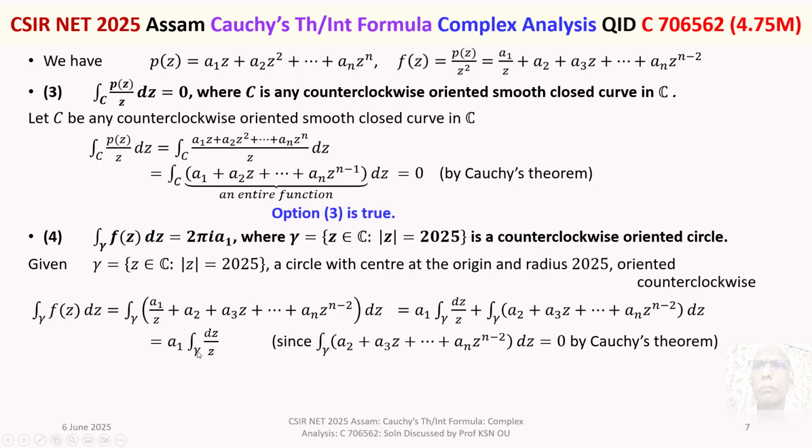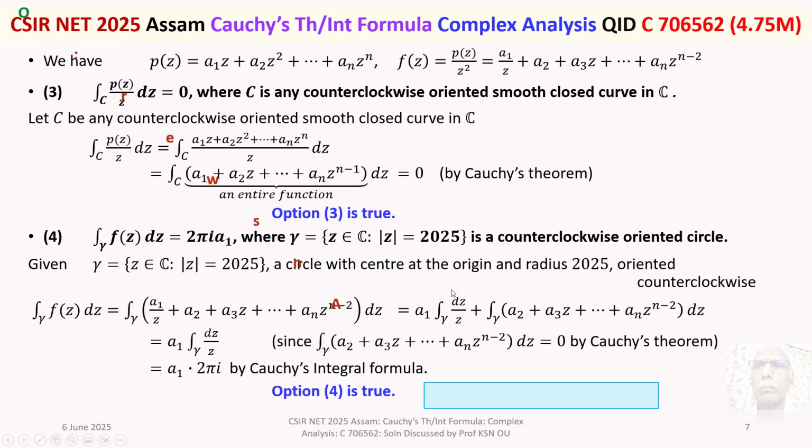Gamma contains 0 as its center. So 0 is an interior point to gamma. So apply Cauchy's integral formula. Then it will be a1 into 2 pi i by Cauchy's integral formula. So thus you get option 4 is also true. So summarizing all the options, the answer to this question is options 2, 3 and 4. And that is the detailed discussion of the solution of this problem.